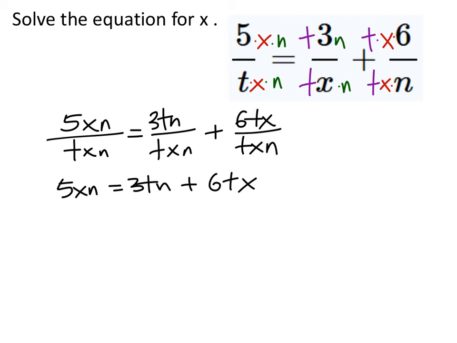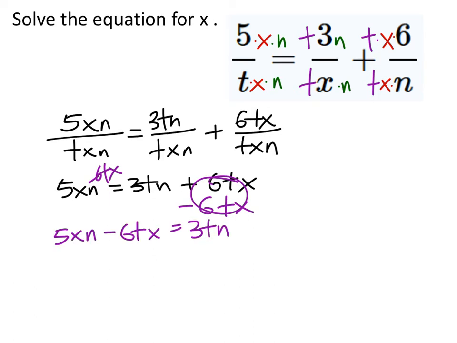So I want all my x's on one side of the equation, which still isn't too bad. Not necessarily. I could divide everywhere by x, but then it gives me a new denominator on that. So what I'm going to do instead is subtract 6tx from both sides. So that cancels that out. Now I've got all my x's on one side, but it's with two terms.